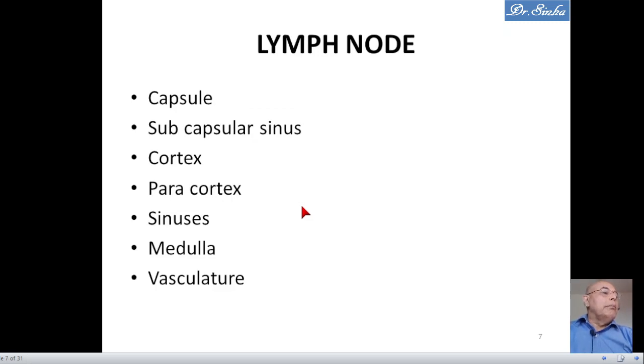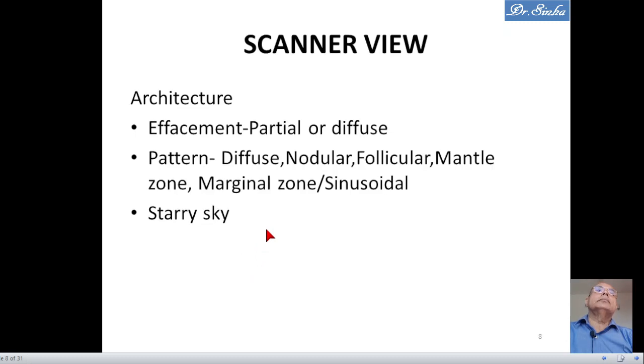Methodical microscopic examination of lymph nodes should be done concentrating on each area like capsule, subcapsular sinus, cortex, paracortex, sinuses, medulla, and vasculature. Scanner view to see the architecture for effacement, partial or diffuse, to detect pattern like diffuse, nodular, follicular, mantle zone, marginal zone, or sinusoidal. Starry sky pattern is there or not.